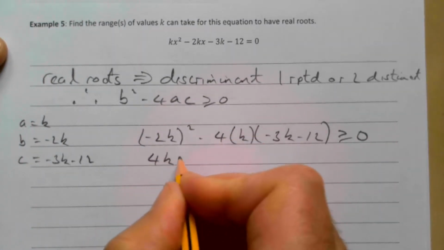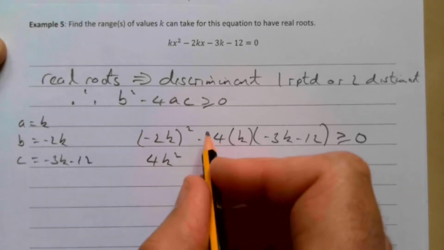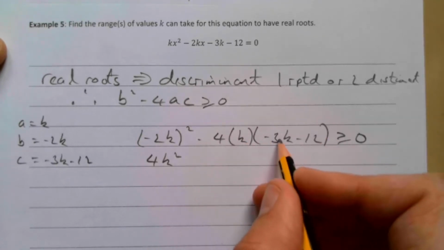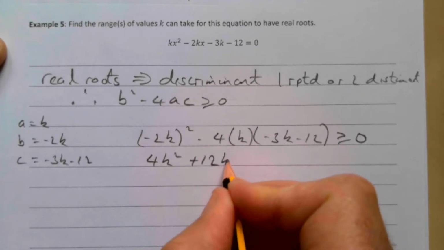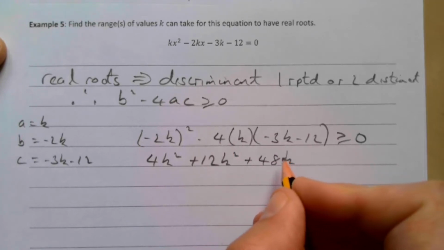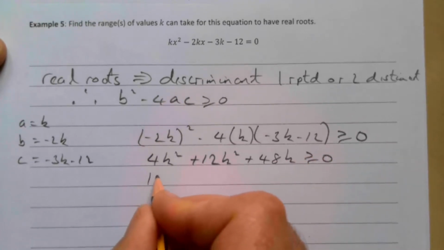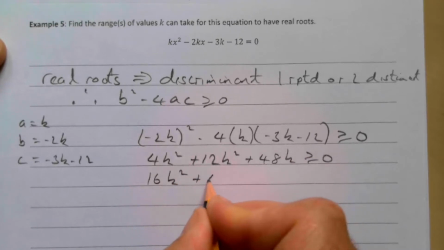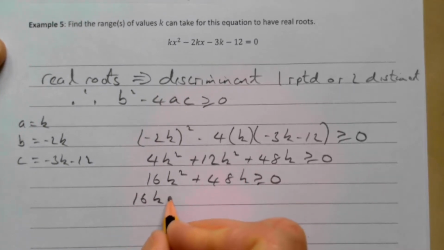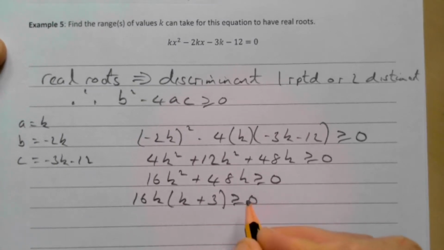Tidying this up, I get 4k squared, and then this is taking away the 4, so it's all going to turn into a positive, I think, because of the minus here and the minus here. 4k times the 3k, so that's plus 12k squared, and then plus 48k, and that's greater than or equal to 0. That gives us 16k squared plus 48k greater than or equal to 0. Factorizing gives me 16k times k plus 3, greater than or equal to 0.